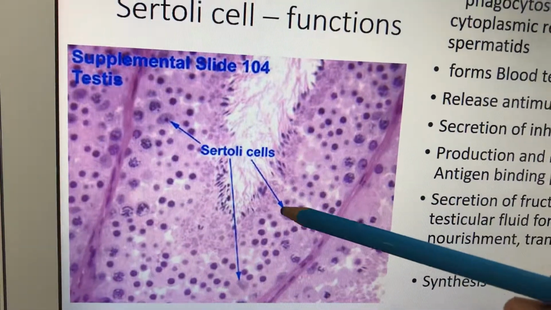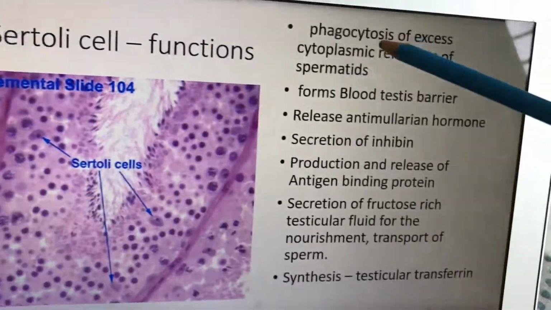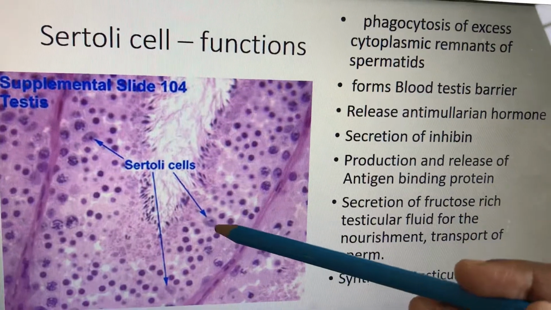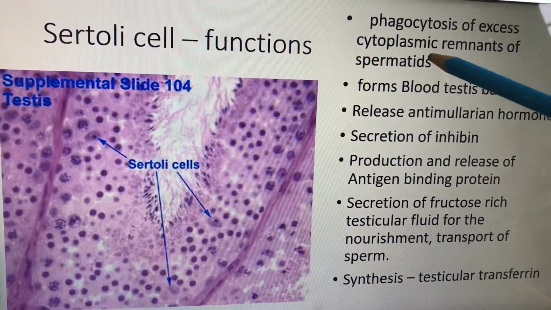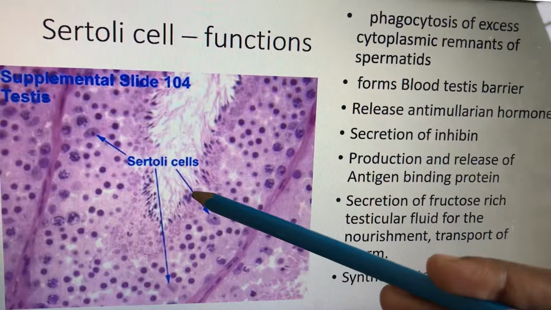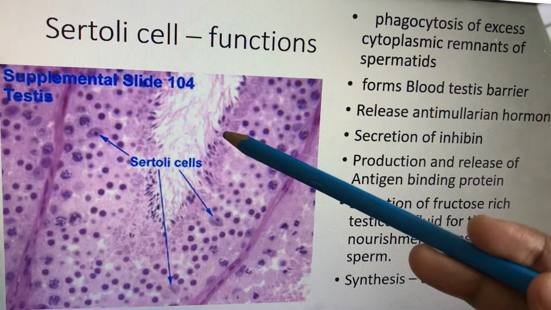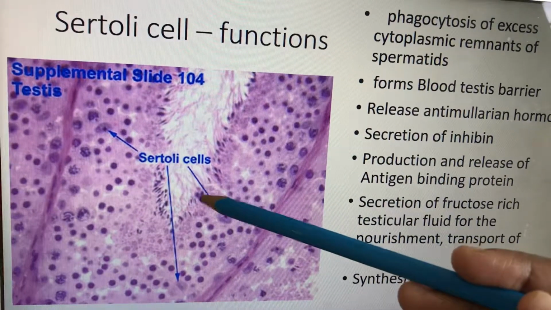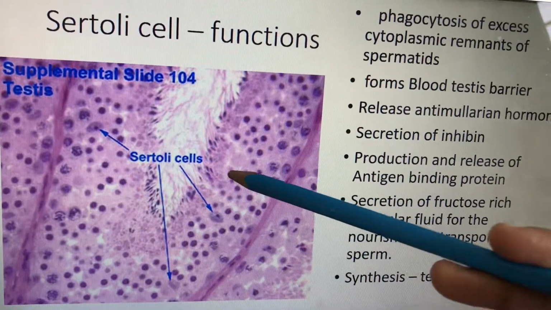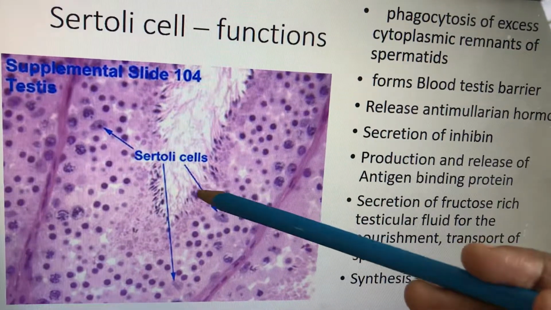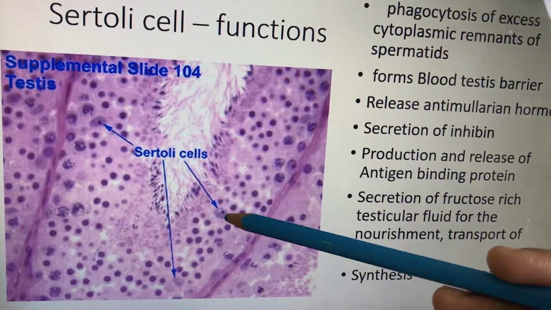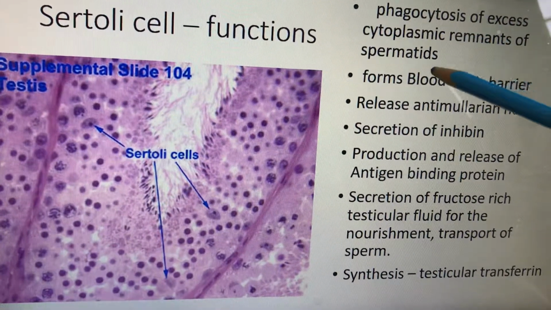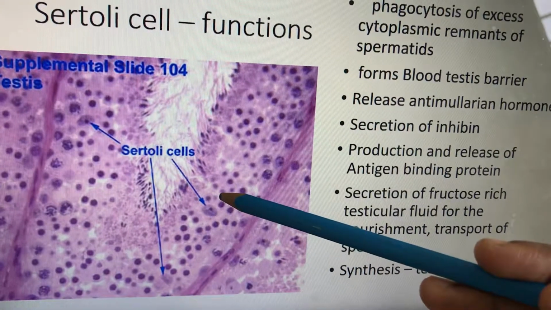And what is the special cell called? Sertoli cell. Sertoli cell action is what they will ask. We need to know about the functions of the Sertoli cell. One is phagocytosis of the excess. The spermatid is here. The transition from spermatid to sperm is called spermiogenesis. In that period, the excess cytoplasm, the remnants of the spermatid, should be digested or phagocytosed by this Sertoli cell, number 1. So phagocytosis of excess cytoplasmic remnants, and it forms a blood testis barrier.